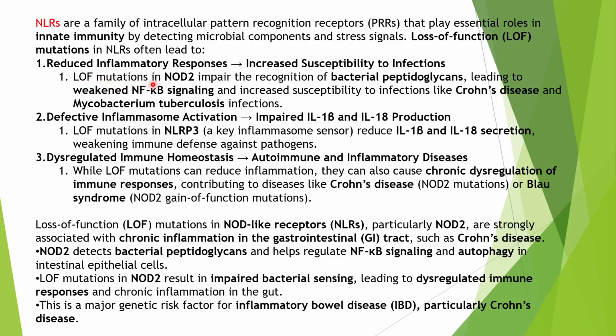So, loss of function mutation in NOD2, which is an NLR, impairs the recognition of bacterial peptidoglycans. This is one of the antigens that has to be detected in order to eliminate the bacteria that have infected the body. But this recognition itself gets impaired because of the loss of function mutation. This leads to weakened NF-kappa B signaling, which is required for production of several chemokines and cytokines for activating the immune response. It also increases susceptibility to infections like Crohn's disease and Mycobacterium tuberculosis, that is MTB infections.